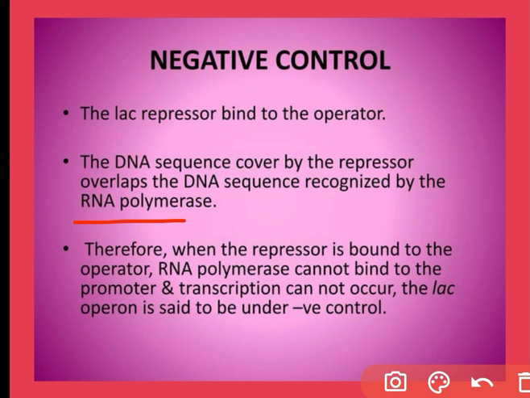no proteins formed like beta galactosidase, permease and transacetylase. Therefore, when the repressor is bound to an operator, RNA polymerase cannot bind to the promoter and transcription cannot occur. The lac operon is said to be under negative control.